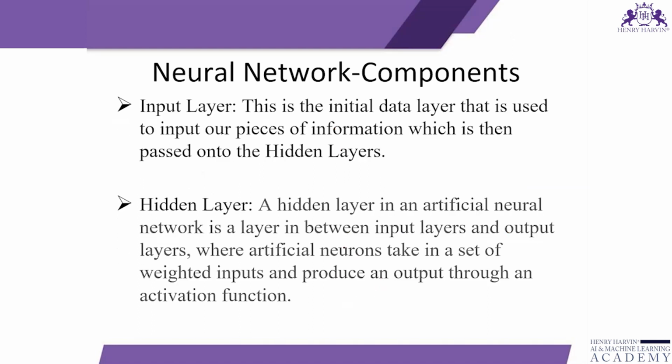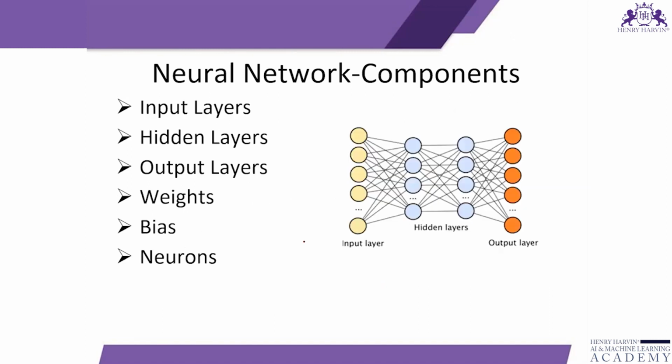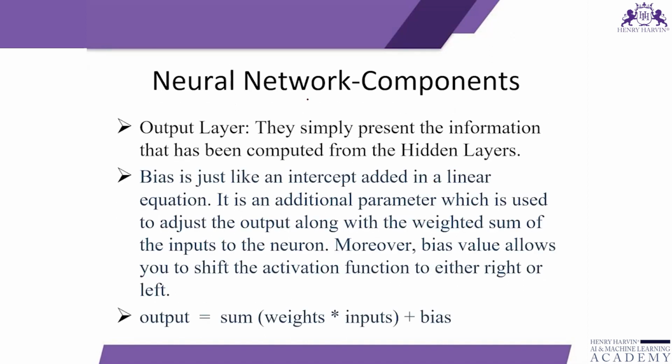Hidden layer. Hidden layer is in an artificial neural network between input layers and output layers, where artificial neurons take in a set of weighted inputs and produce an output through an activation function. If you look into this, here the complete process goes on, right? In the hidden layer, the complete process goes on. And the next one is the output layer that will simply present the information that has been computed from the hidden layers.